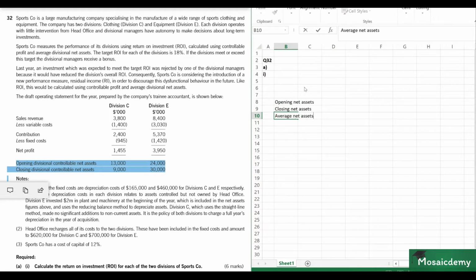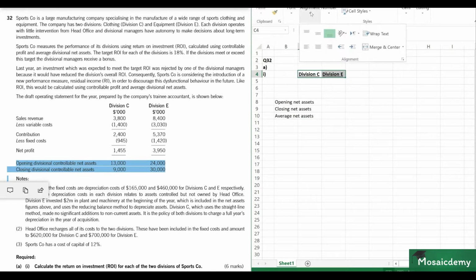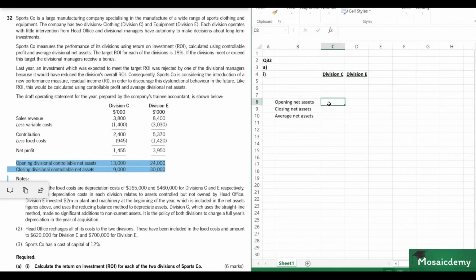Okay, and the best way to go about this is we'll make a heading for the table with the 2 divisions. So we have Division C. Remember to make the heading bold, italic, underline, something to distinguish it from the rest of the answer, right? So, and let's centralize this, so it'll be hard to tell given how wide the columns are. Okay, so opening net assets for Division C. Now, mind you, this is all in thousands of dollars, so let's mention that as well for both of these. Okay, let's just centralize these.